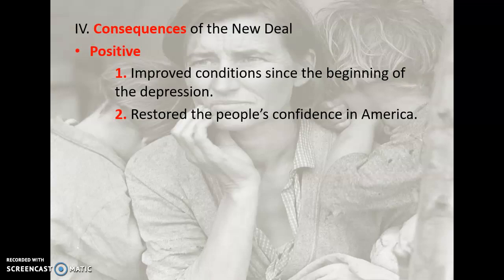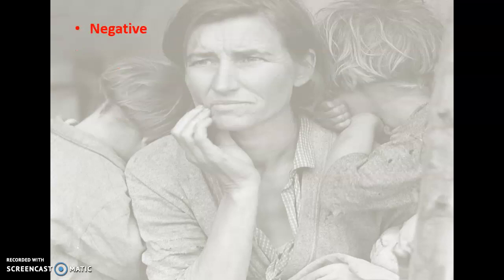There were also negative consequences of the New Deal. Oh, by the way, let me go back and say this. This is the topic of your second essay, starting at Roman numeral 4, the consequences of the New Deal. If you want to go into more details, you want to look into the book to find some more answers. Pages 448 and 449 are the pages that you'll want to refer to when answering this essay. So positives: improved conditions since the beginning of the Depression and restored the people's confidence in America. But there were also negative consequences as well.